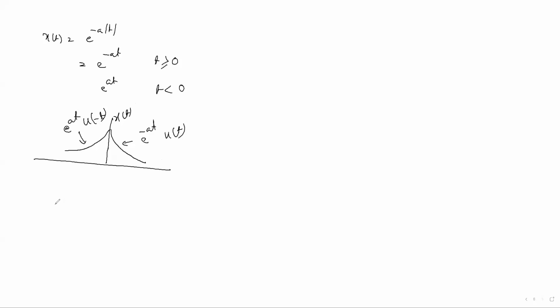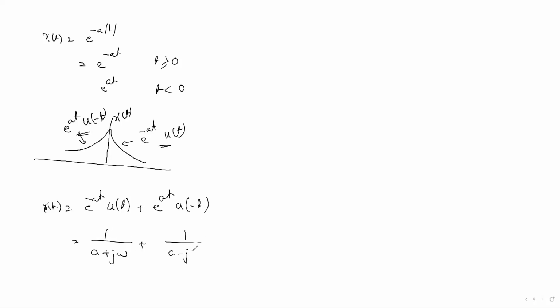So if you represent x(t), you can write it as a summation: e to the power minus a t u of t plus e to the power a t u of minus t. Directly you can put the Fourier transforms, because you know the Fourier transform of these signals. This is 1 by (a plus j omega), and this is 1 by (a minus j omega). So directly you can find it also: 2a by (a squared plus omega squared).